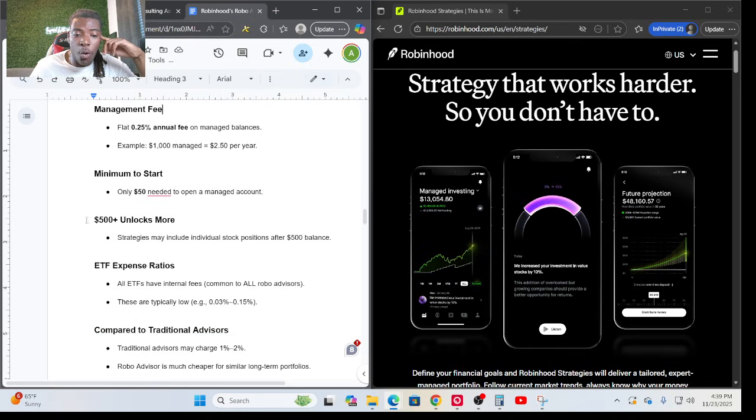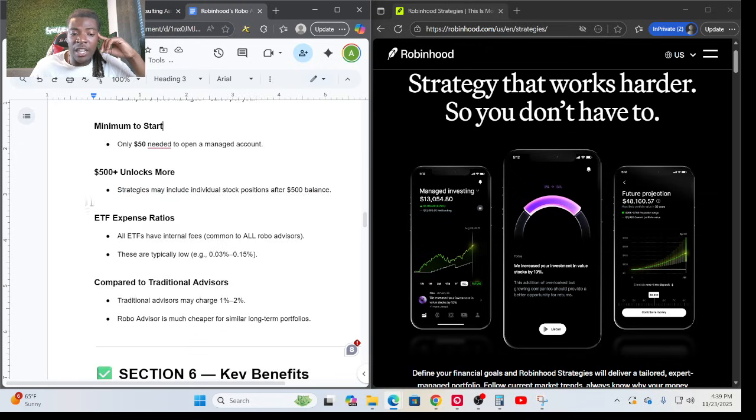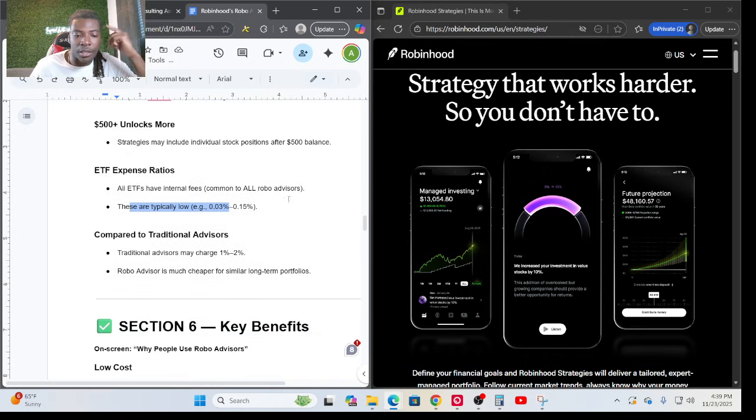$500 unlocks more. Strategies may include stock positions after a $500 balance, like we had talked about. ETF expense ratios: all ETFs have internal fees common to all robo advisors. These are typically low. You can see sometimes less than 0.20%, 0.25% most of the time, especially with ETFs, usually less than 0.25%. Compared to traditional advisors who take 1-2%, a robo advisor is much cheaper and similar to long-term portfolios, which I think is great.